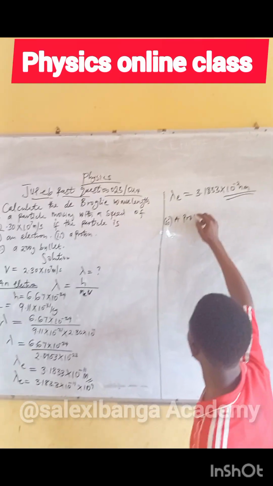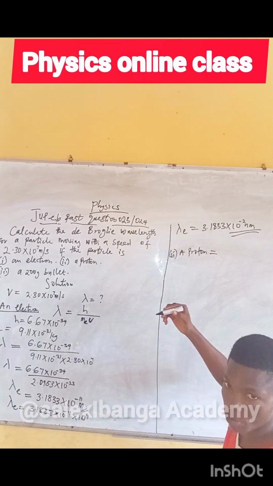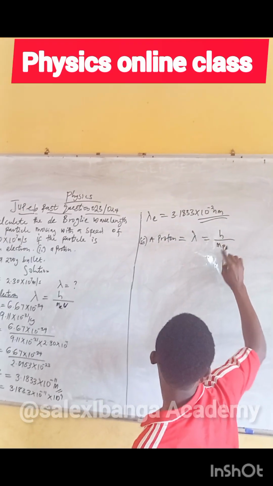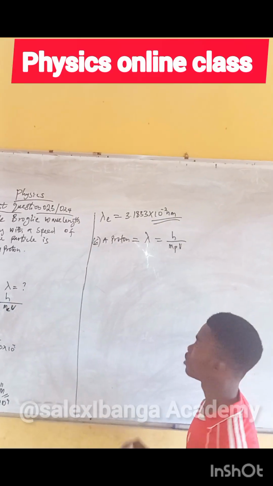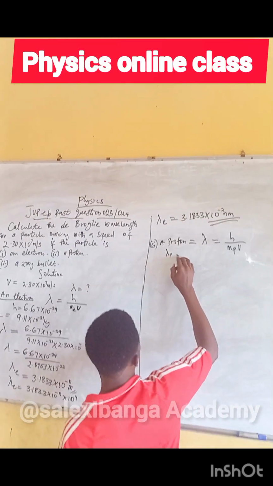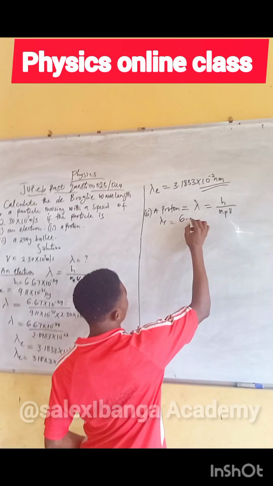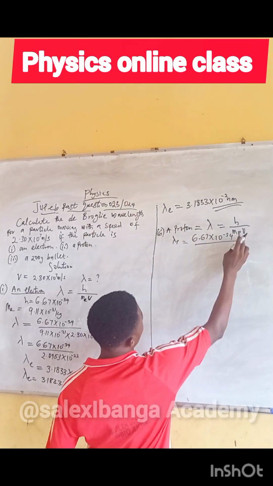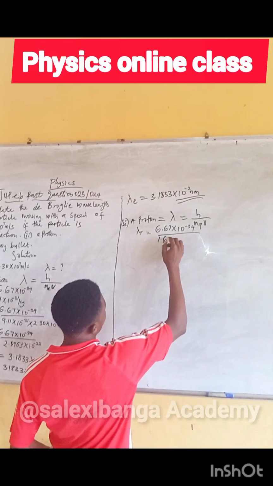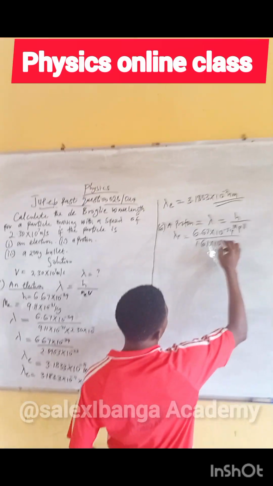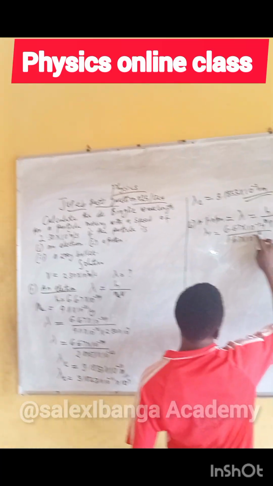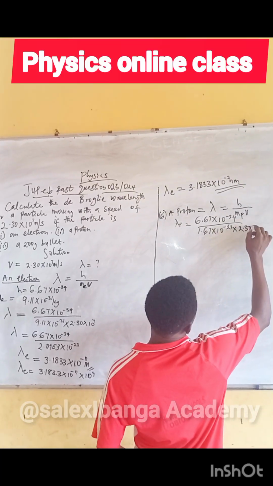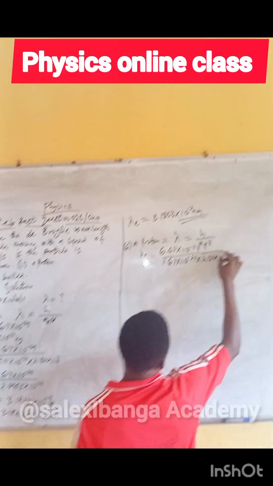When it's a proton, we will still apply the same formula. We know that lambda equals h over the mass of the proton times the velocity. So lambda proton will give us the Planck constant, 6.67 times 10 raised to the power minus 84, divided by the mass of the proton, which is 1.67 times 10 raised to the power minus 27, times the velocity, 2.30 times 10 raised to the power 7.